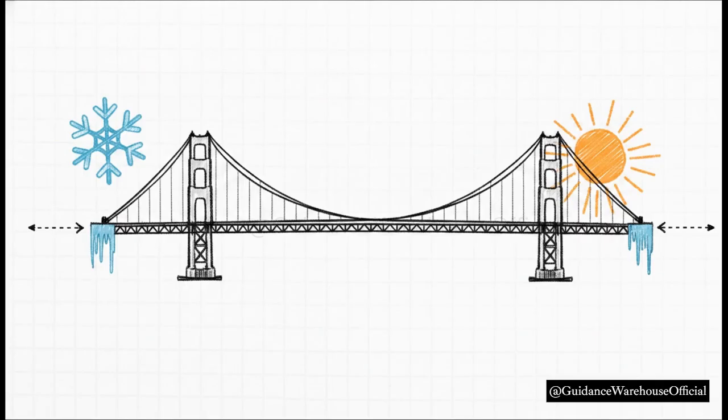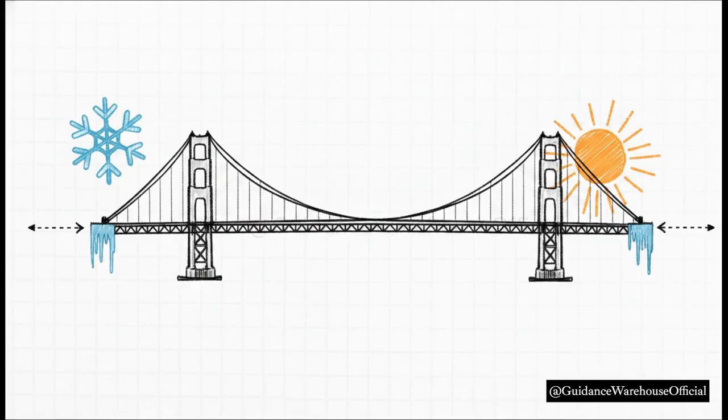Let's test this out with a real-life example to make it concrete. Think about the Golden Gate Bridge in San Francisco. It's a massive span built entirely of steel. Now, in the winter, temps drop to maybe minus 15 degrees Celsius. But in the blistering summer, it can hit 40 degrees. That means our delta T, our temperature swing, is a huge 55 degrees Celsius. The original length, L, is 1,275 meters.